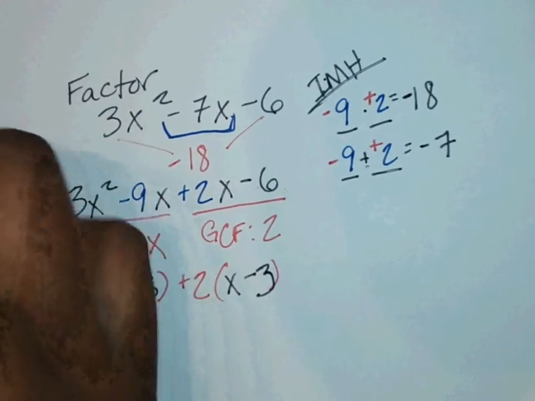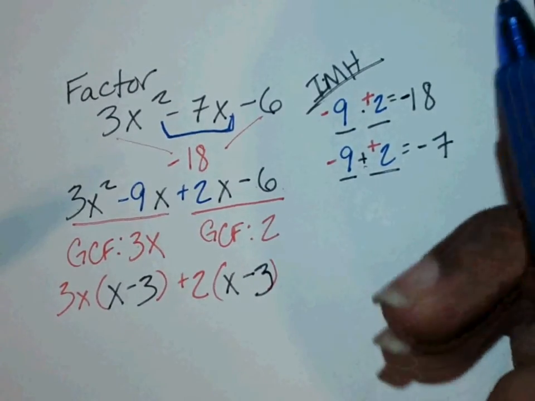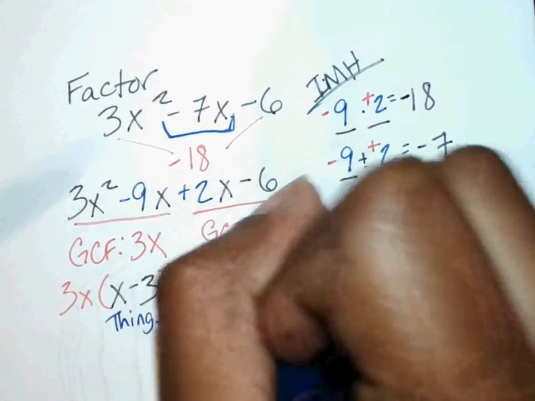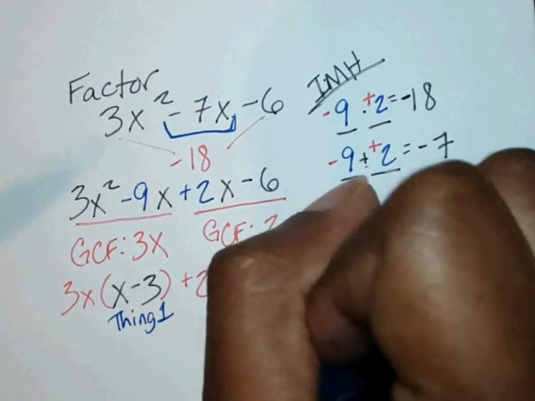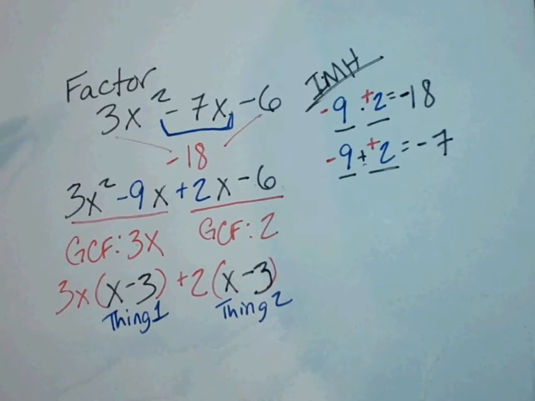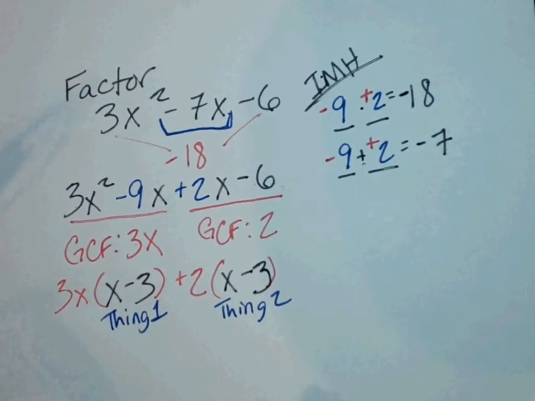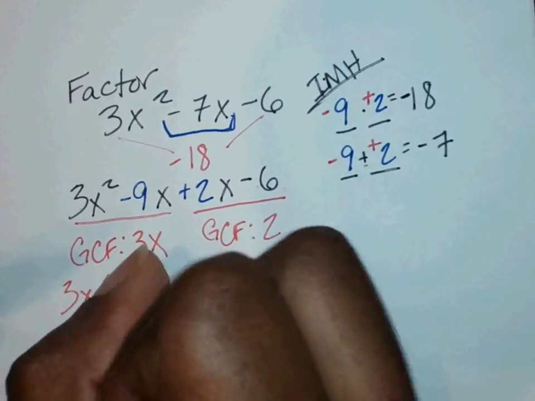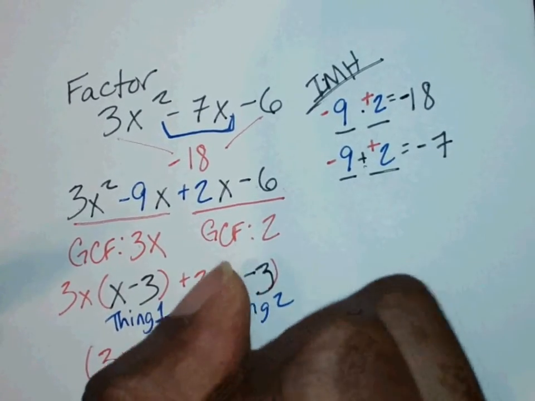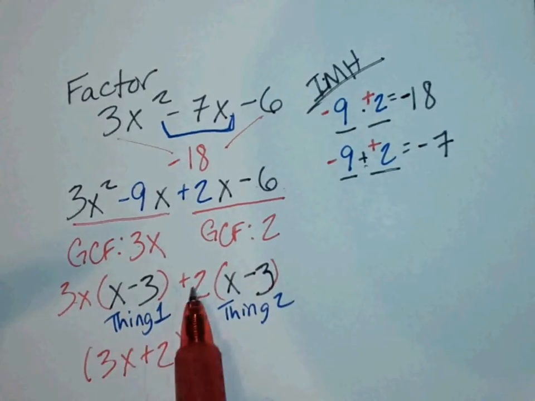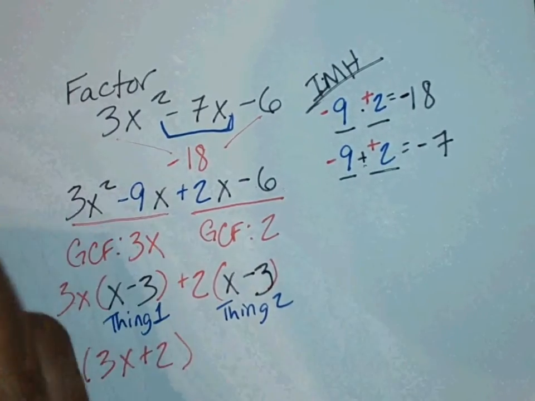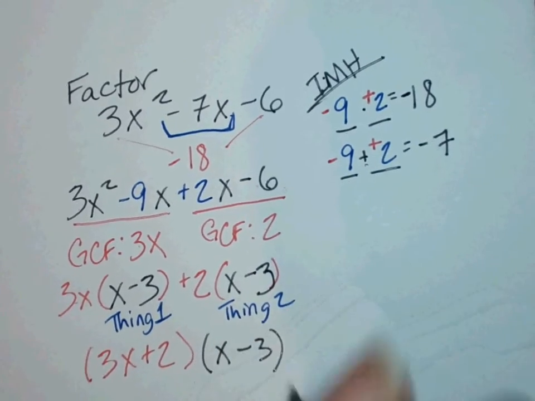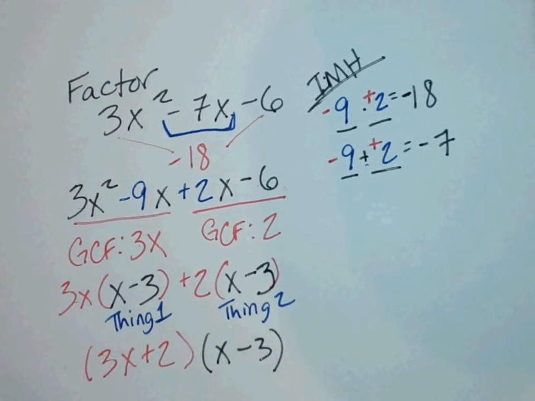So what are these twins going to be called? What about thing 1 and thing 2? Looks good to me. Alright, so I just need to write my answer now. My answer are my GCFs. 3x, positive 2, 3x plus 2. My twins, and life is good.